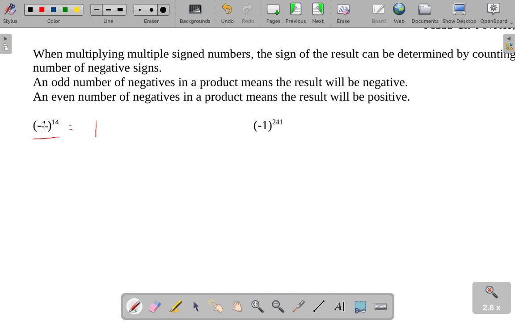But the point of this is that we have 14 of those negatives, and they're all going to cross out in pairs, and we'll have none of those negatives left, and so the end result will be positive. If we have -1 to the 241st power, well, 240 of those would cancel each other out in pairs, and we'd have one negative left over, so the end result here would end up being -1. So you can use this to double check yourself when you're plugging stuff in to make sure that you get the correct answer.